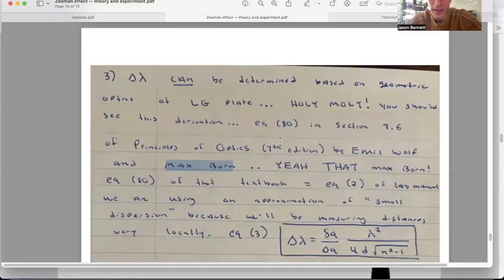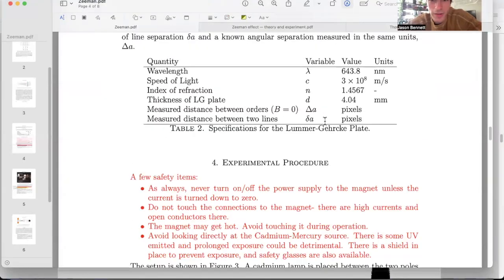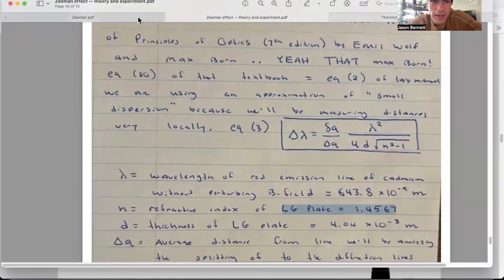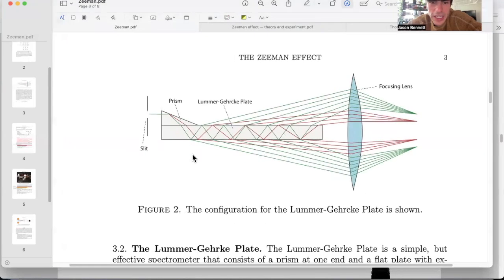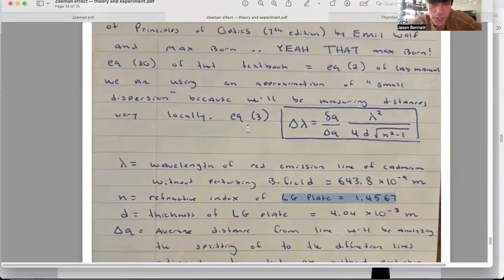So let's talk about what this equation is all about. Lambda is the emission line wavelength. That's the emission line that we're analyzing without any perturbing B field. It's going to shift based on the fact that the magnetic field is going to turn on. N is the refractive index of our particular LG plate. This has been all itemized for us right here. D is the thickness of this plate, so D would be this thickness right here. N is based on the actual material of that LG plate.